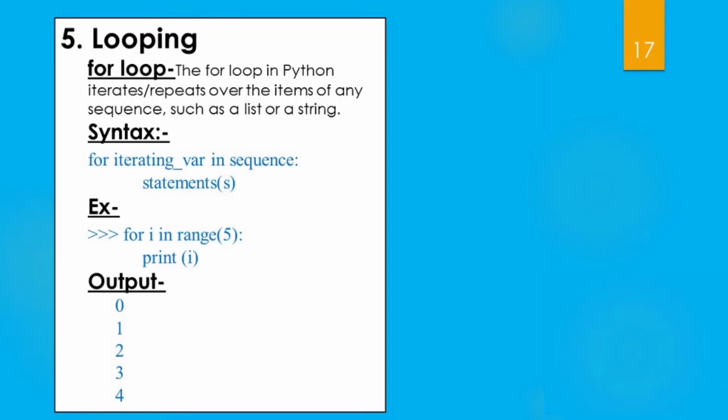Let's talk about the for loop. The for loop in Python iterates or repeats over some items or values in a sequence. Let's talk about the syntax of the for loop. First of all, you will write for, after that the iterating variable, after that any one of the membership operators in or not in, and after that the name of the sequence or the whole sequence itself. After that you will put a colon sign, and after that you will write all the statements.